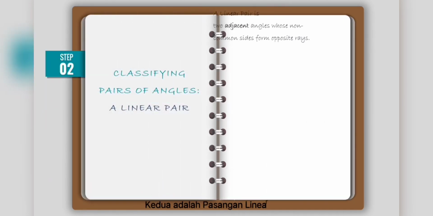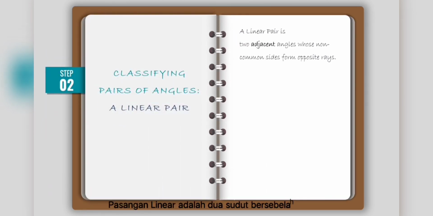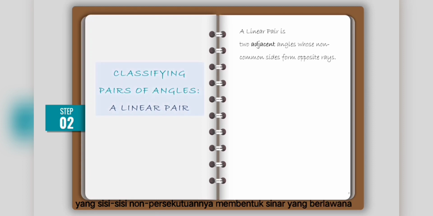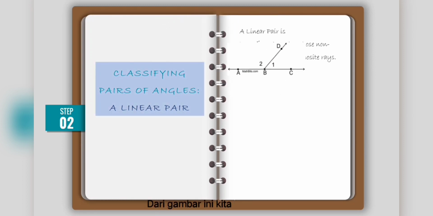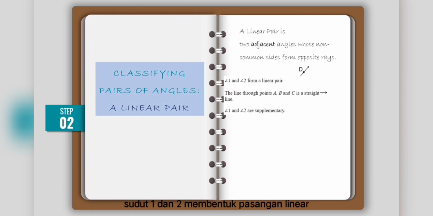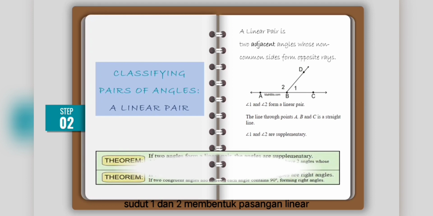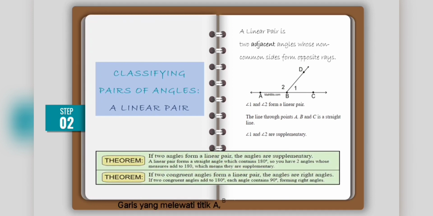The second is a linear pair. A linear pair is two adjacent angles whose non-common sides form opposite rays. From this picture, we know that angles 1 and 2 form a linear pair. The line through points A, B, and C is a straight line. Angles 1 and 2 are supplementary.